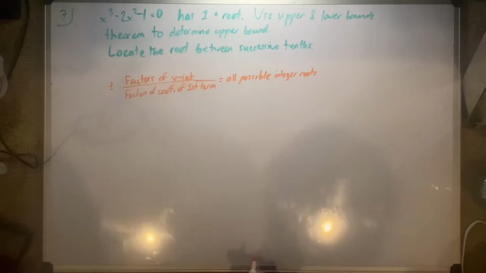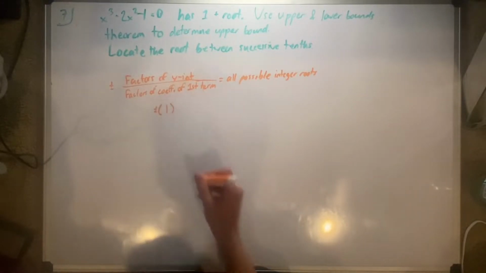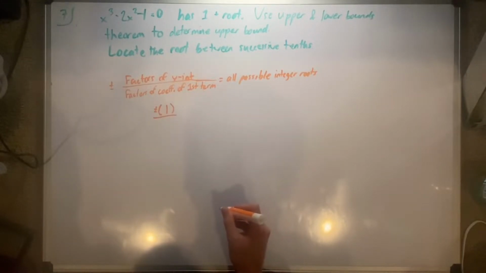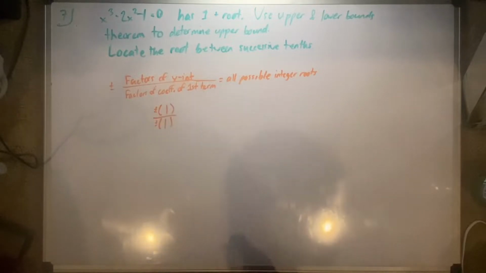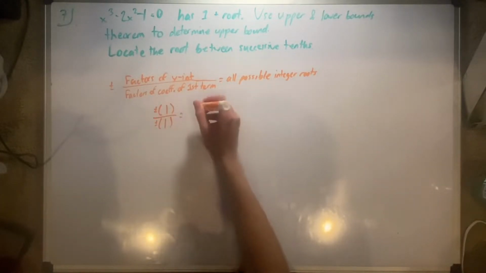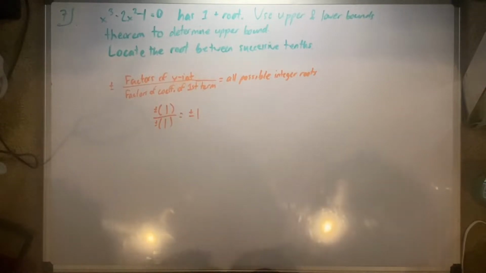Well, first of all, the factors of the first y-intercept are going to be 1, positive and negative, divided by our 1 over here, positive and negative. So that means that our only possible roots are positive and negative 1.